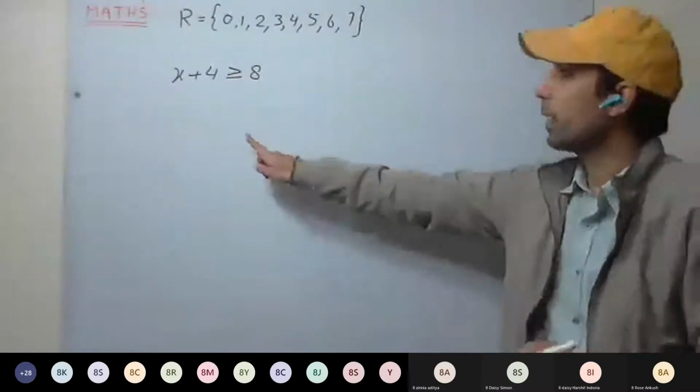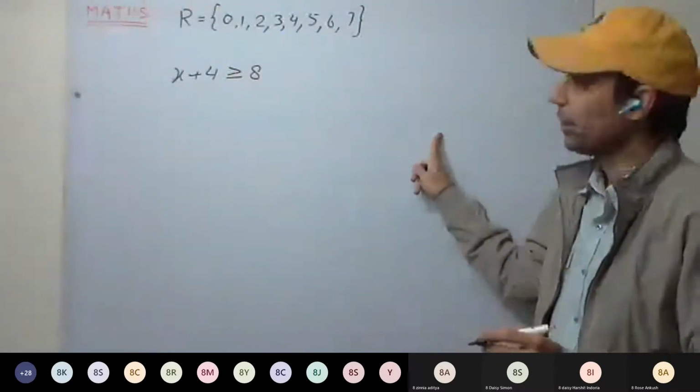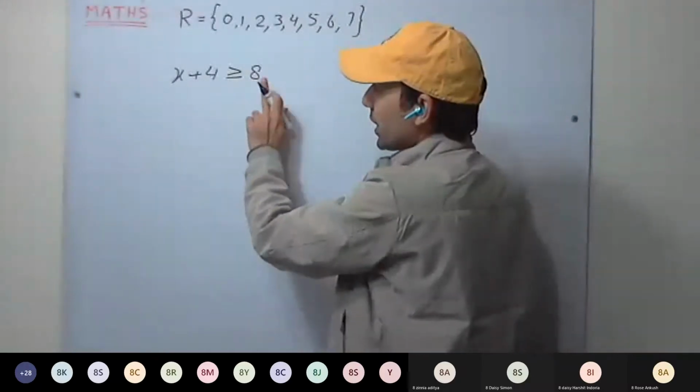Okay, I'll be solving it in two ways. Mainly we will be using the first way. x plus 4 greater than or equal to 8.